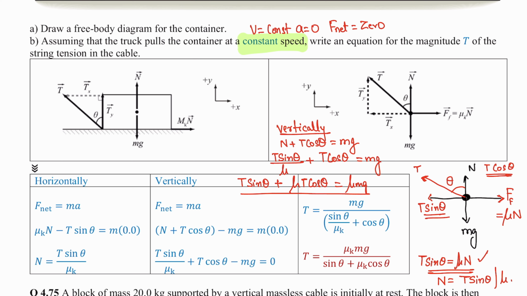Okay, so take T common from here, and take all the other things to the other side. So you will get T is equal to mu times mg divided by sine theta plus mu k cosine theta. This is the better one, so you get the direct result. Clear? So these are your two things: first is the free body diagram and second is finding the tension.